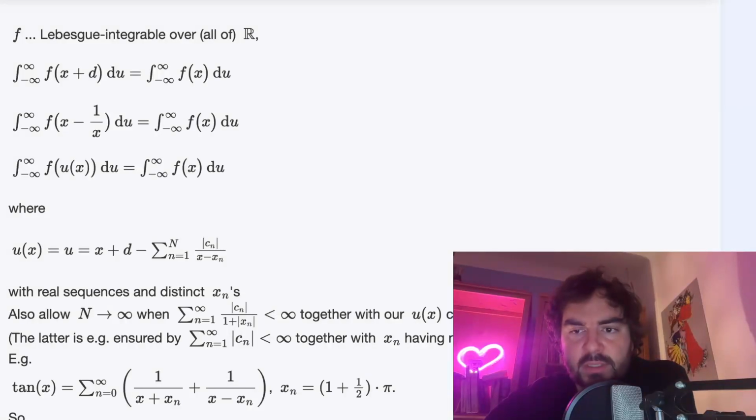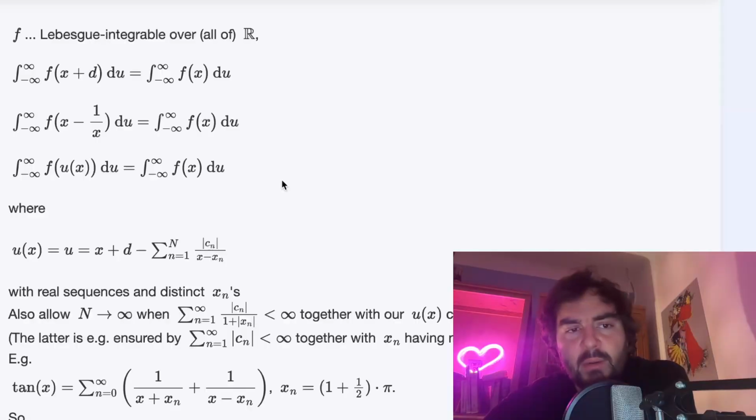Hello, boys and girls. So in this small comment, I want to contribute with some graphics that I made and have never seen before that explain certain transformation relations for the Lebesgue integral. So we have some examples here on the screen.